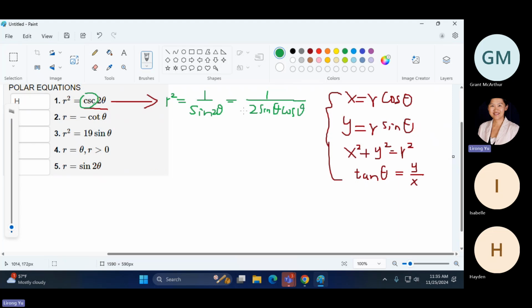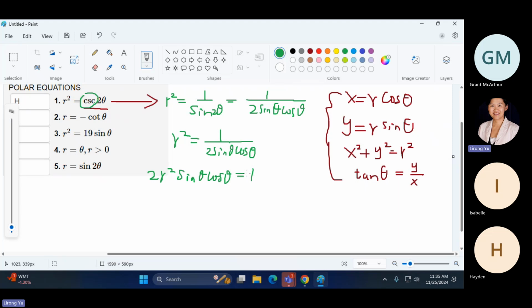Then we can multiply both sides of the equation by 2. Right now the equation looks like this: r squared equals 1 over 2 times sine theta cosine theta. This is our polar equation. So you multiply both sides of the equation by the denominator, 2 sine times cosine, and then you have 2 times r squared sine theta cosine theta equal to 1. So that's the algebra conversion.